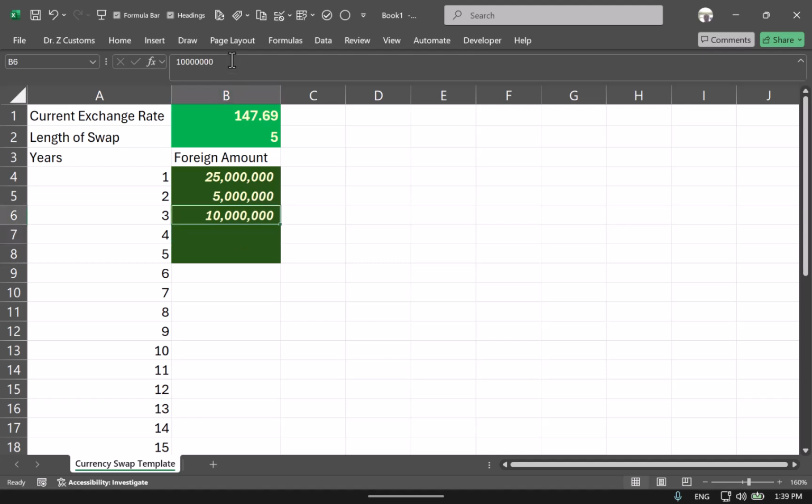Actually, I want to make that 100 million. So these are the number of foreign currencies that you think you're going to have to convert to the domestic over the long term. Let's see.